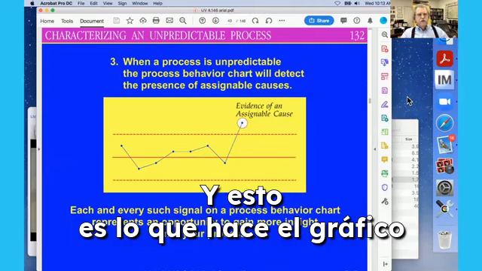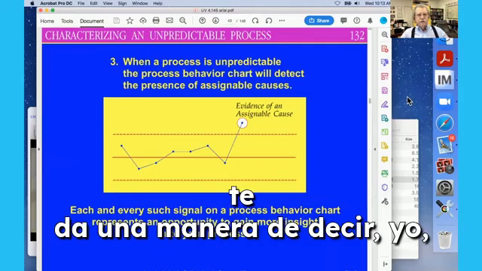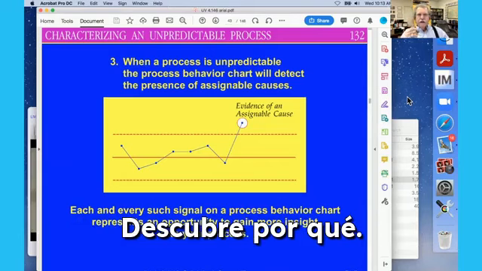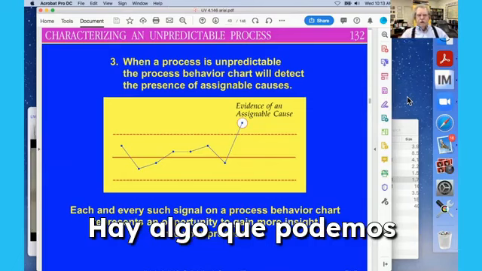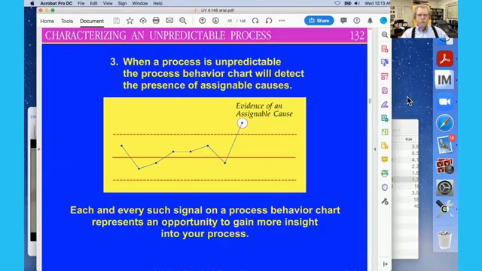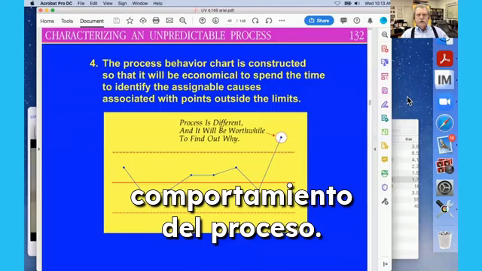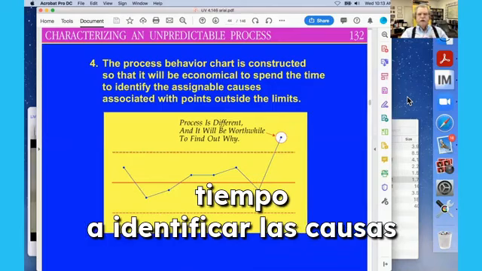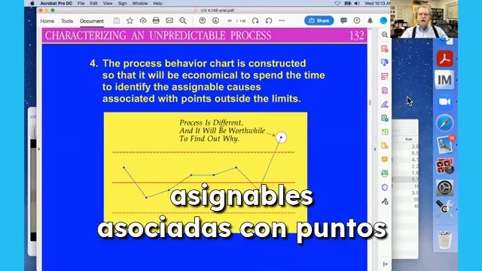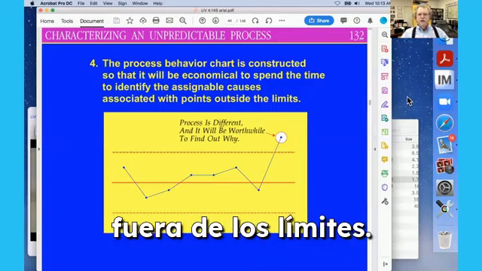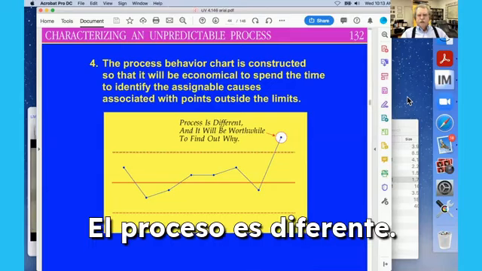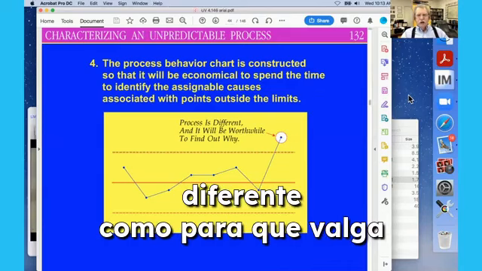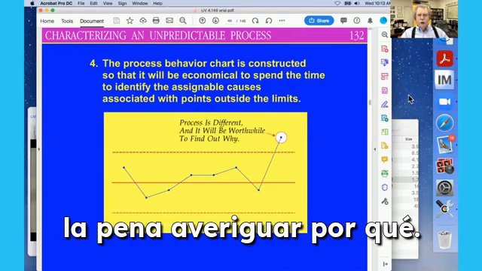And this is what the process behavior chart does for us. It gives you a way to say a change has occurred. Find out why. There's something we can learn here. The process behavior chart is constructed so it will be economical to spend the time to identify the assignable causes associated with points outside the limits. The process is different, and it is different enough that it will be worthwhile to find out why.